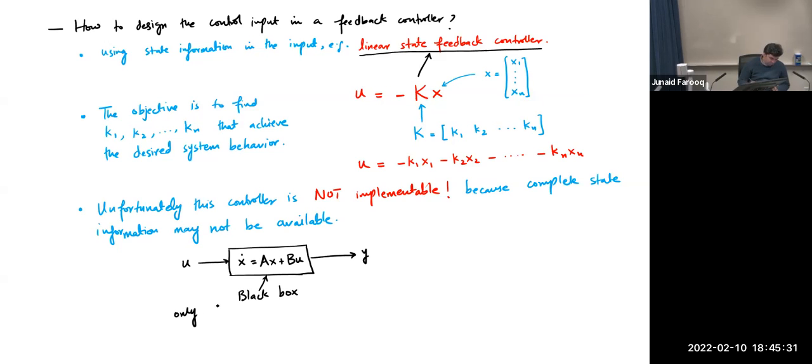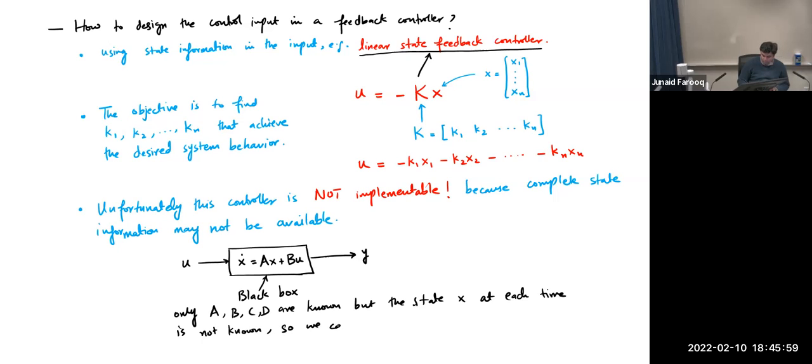So imagine this is a black box. You only know A, B, C, D, but the state X at each time is not known. So we cannot use u is minus Kx.